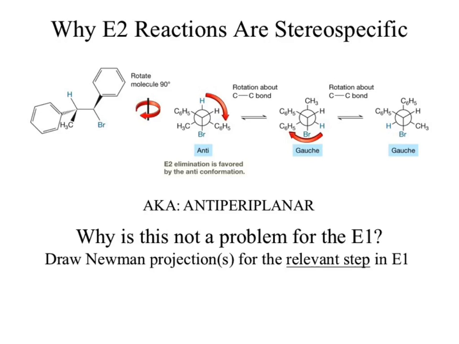Why is this not a problem for the E1? It's just the leaving group, please. In the E1, the leaving group's left, which leaves behind, no need to go through the back. Yeah, I can accept that. No steric hindrance. Right? Which means the base can come in and remove the hydrogen from any angle. It's completely irrelevant because there's nothing now blocking it.